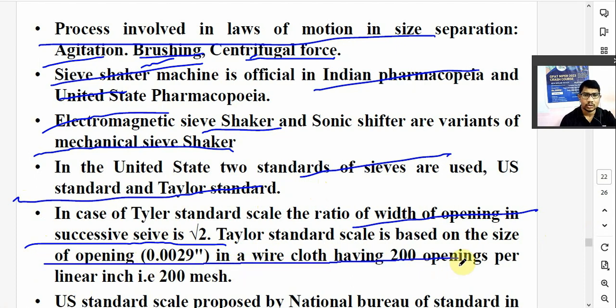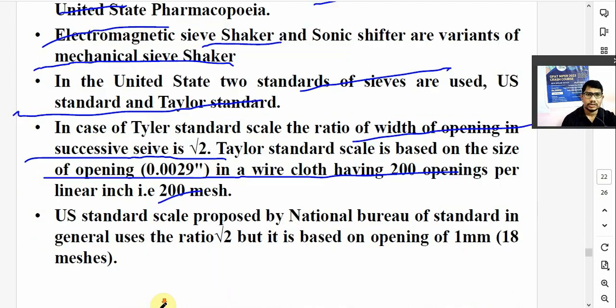0.0029 inch in wire cloth. I mean, मतलब टेलर स्टैंडर्ड में क्या है कि इनका जो मेश साइज है ये 0.029 इंच. वन ओपनिंग विल हैव 0.0029 इंच. नाउ ऐसे अगर 200 ओपनिंग है 1 इंच एरिया में. US standard scale was proposed by National Bureau of Standard and it also uses the ratio square root of 2, but it is based upon the opening of 1 mm. So opening 1 mm is 18 mesh.